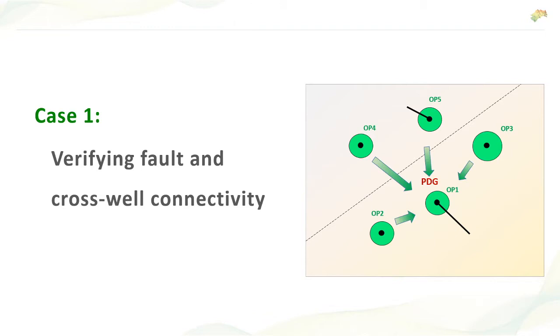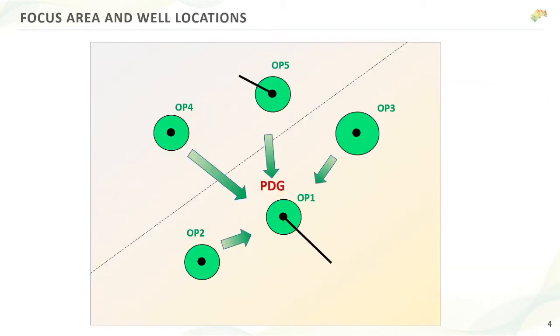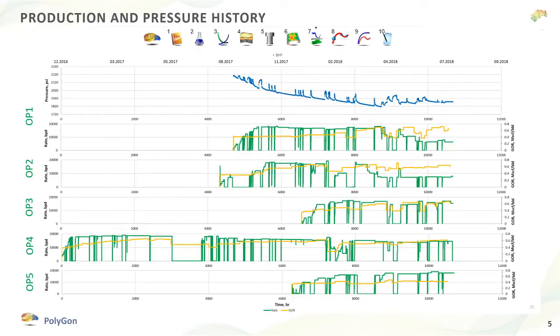So we have the PDG history on the producer OP1. So let's see what data we have. Here's the bottom hole pressure in blue in the panel above, and you can see several panels of rates. So these are the rates and GOR of these 5 wells. So this is in fact all the data that we need inside MRT to build this mathematical model of this interfering block.